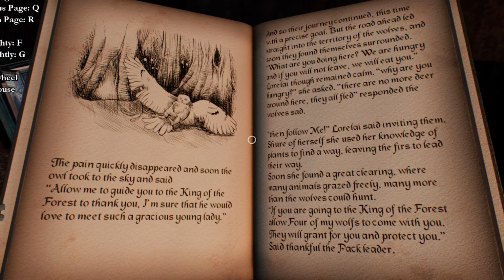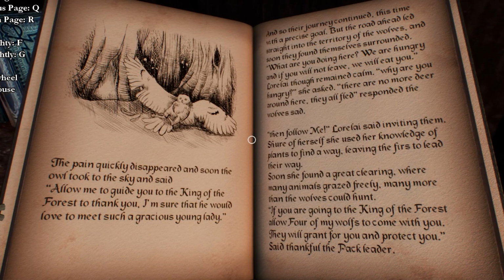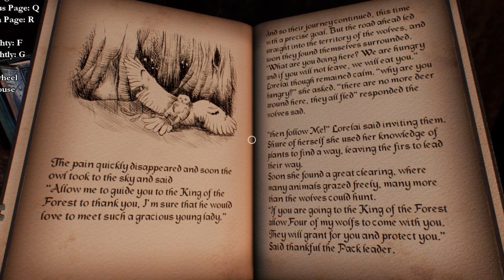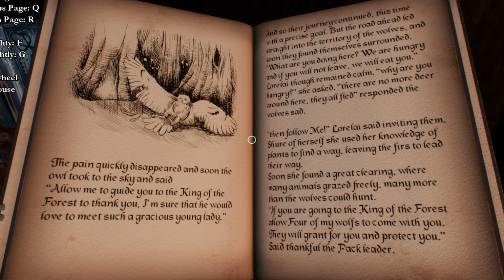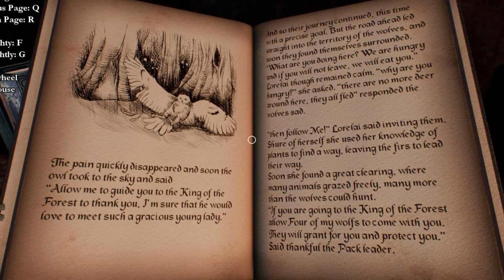The pain quickly disappeared, and soon the owl took to the sky and said, "Allow me to guide you to the king of the forest to thank you. I'm sure that he would love to meet such a gracious young lady." And so their journey continued, this time with a precise goal. But the road ahead led straight into the territory of the wolves, and soon they found themselves surrounded.